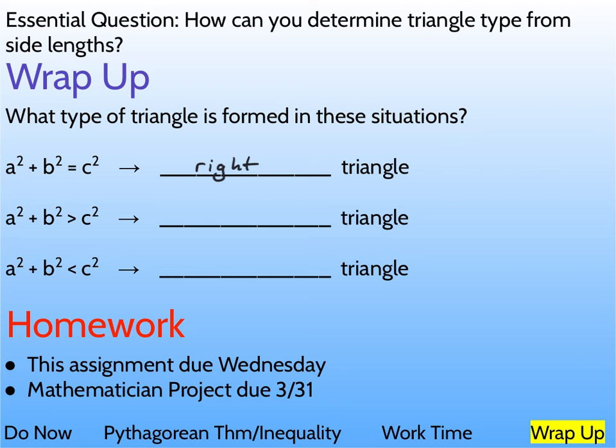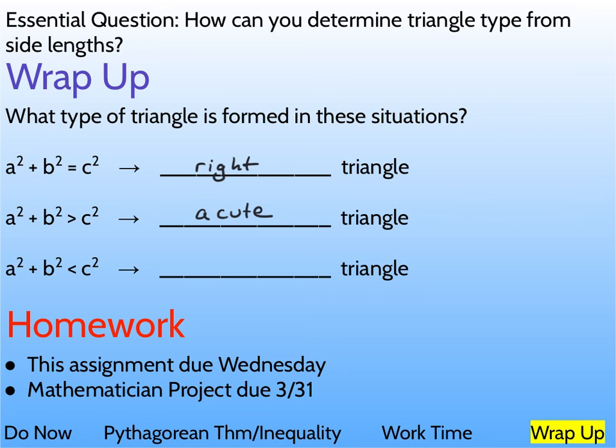That's the Pythagorean theorem. You know and love it. You've seen it for years. Great. Now, if a squared plus b squared is greater than c squared, like the example we had on the last slide, that forms, every single time, an acute triangle. Cool.